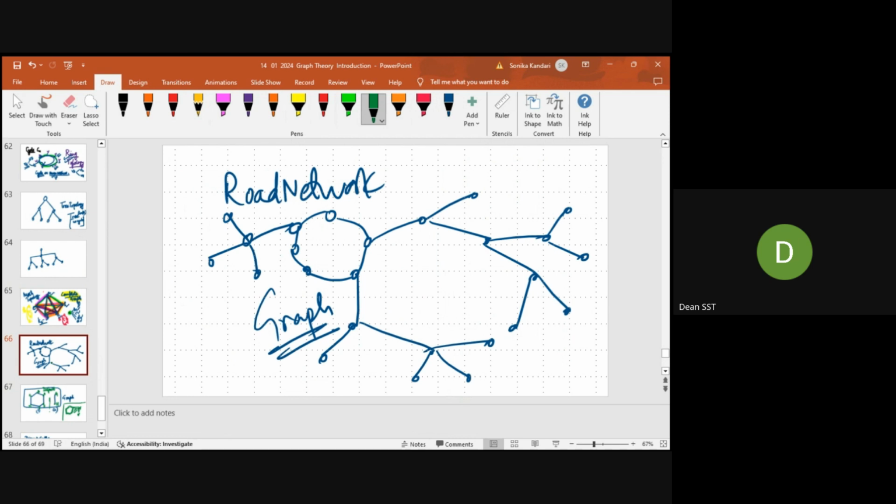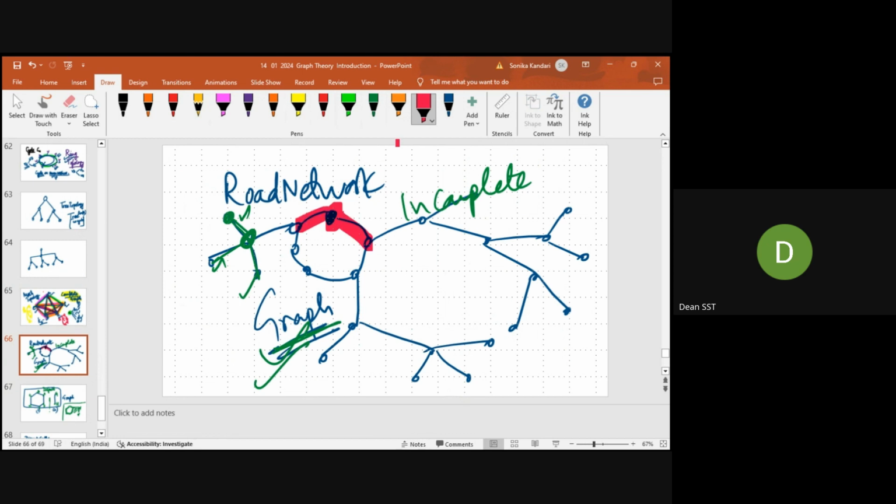Hybrid graph is incomplete because every two vertices are not adjacent. This is adjacent to this only. This is adjacent to this only. This is incomplete. Fine. But this is a graph. Is it clear? Yes. Obviously, this point is adjacent to only these two.